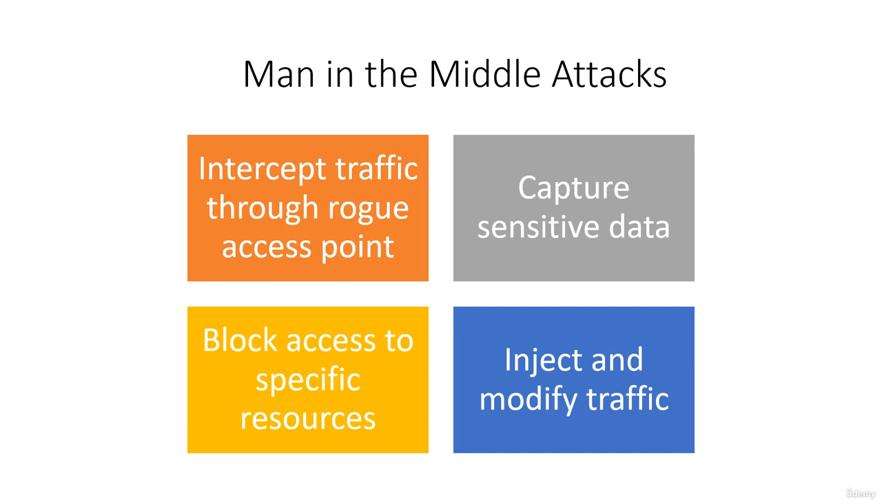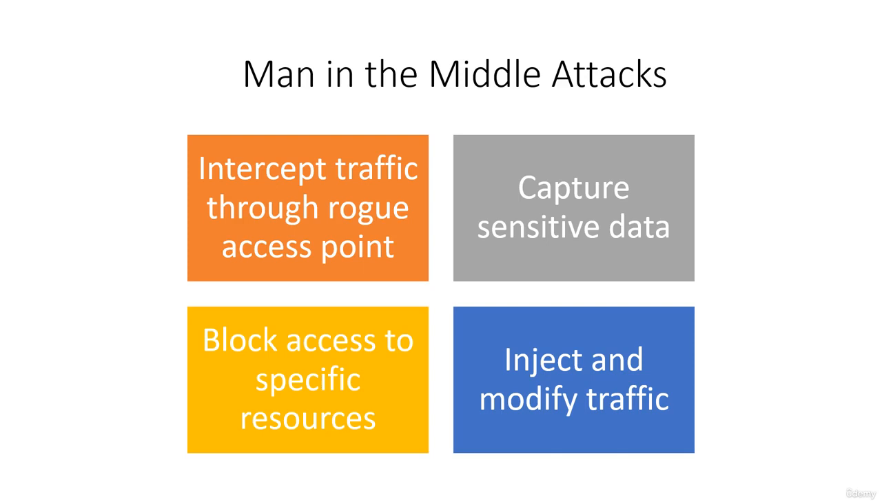So the man in the middle, as the name suggests, is an attack where we force someone's traffic to go through a machine, so we can capture the traffic and modify it as we want. You may be familiar with some of the main man in the middle techniques, such as ARP poisoning, but in wireless penetration testing we will be focusing on a wireless technique to perform man in the middle.